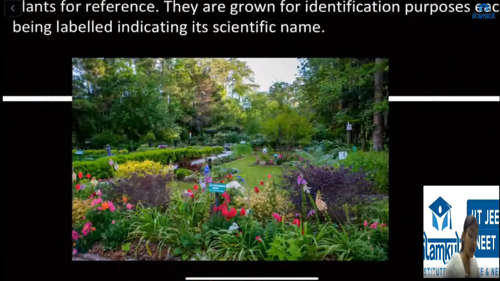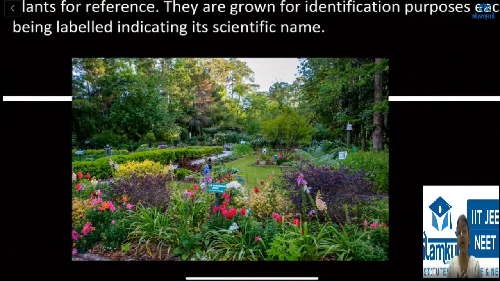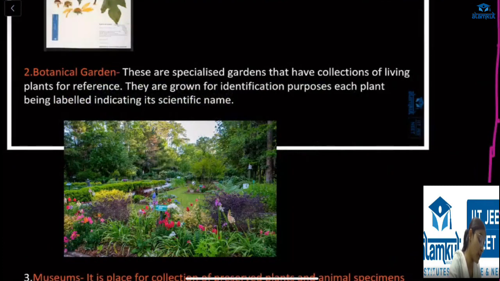Okay. Now let us see what this botanical garden is. Botanical garden will look like this. It will contain various kinds of plants which are grown in their natural environment according to the prescribed conditions which are suitable for their growth. Okay, so what does this definition say? Botanical gardens are specialized gardens that have collections of living plants for references. References means by chance, if anybody wants to classify or wants to see the difference between two kinds of plants, they can come into the botanical garden, they can see those plants, and they can match the things and see what the differences between the plants are.